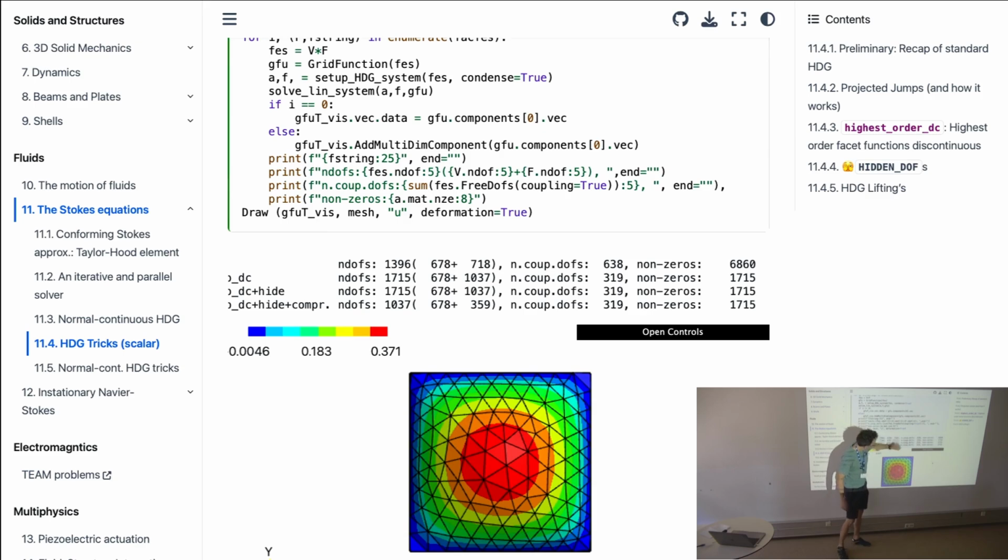So these are the coupling degrees of freedom, and these are reduced as soon as I use this highest order discontinuous flag. Correspondingly, the non-zero entries in your Schur complement are also reduced directly from the get-go if you use that flag. Only the dimension of the vectors and the dimension of the matrices also change accordingly to the other flags. Okay.